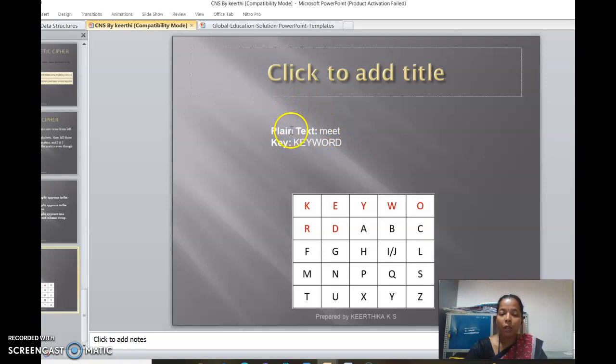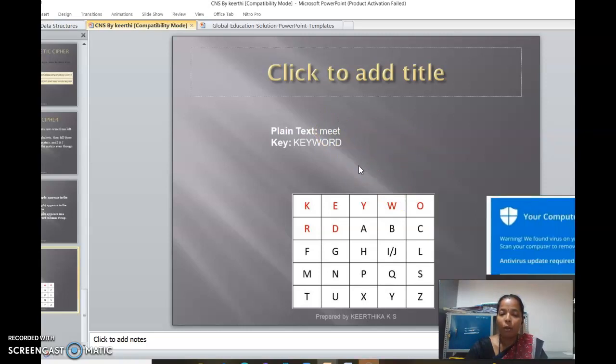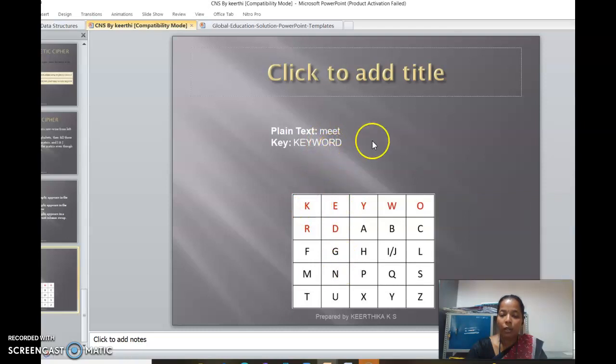Then first we have to convert the plain text into ciphertext. So first we split meet into 2 pairs, ME and ET. Let's check whether it is in the same row or same column or a different row and a different column. First, M is in the first row and E is here, right? So it is not in the same column and same row. It is in a different column and different row, so we are going to swap it. For M we are going to replace it with N, and for E we are going to replace with K. So for ME, NK we are going to replace. The ciphertext of ME is NK.